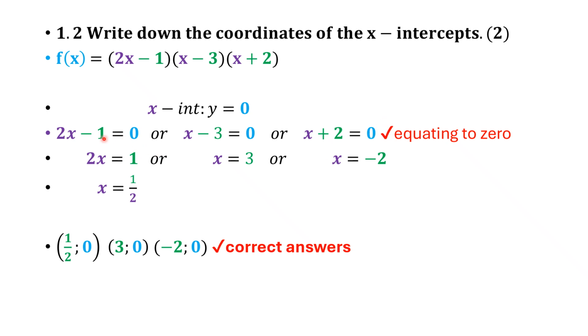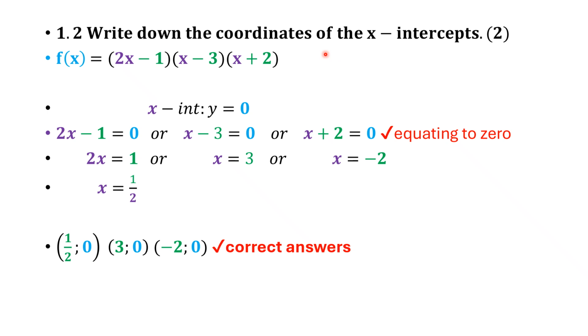Here, if I take minus 1 over, it becomes positive 1. We always divide by whatever coefficient is in front of x. So therefore it becomes 1 divided by 2, so x is half. If I take negative 3 over, it becomes positive 3, so x equals 3. If I take plus 2 over, it becomes negative 2, so x equals negative 2.